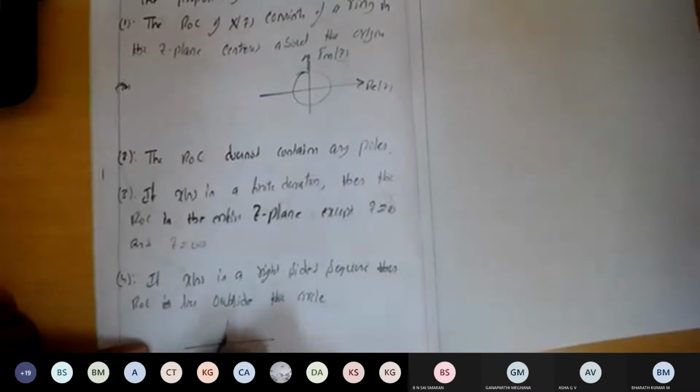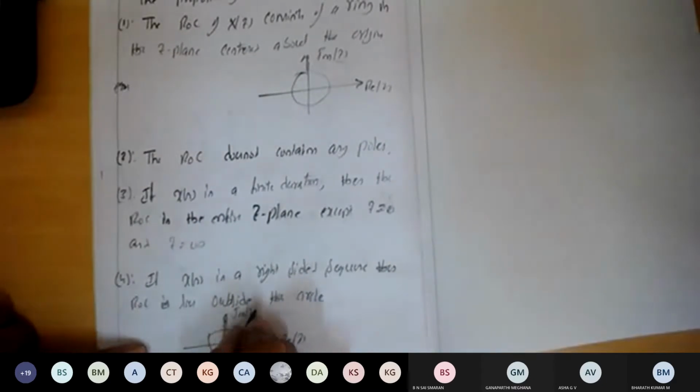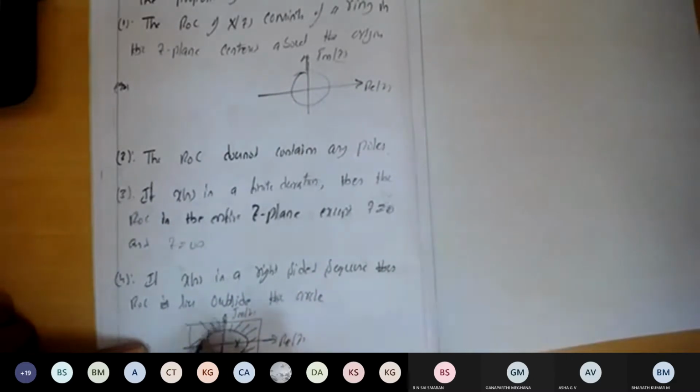So how will it be? Like this. Suppose the pole is here. Outside this circle, the ROC is going to lie here. So this is the real part of Z, and this is the imaginary part of Z. The ROC is going to lie outside this circle. So this is the region of convergence for the right-sided sequence.